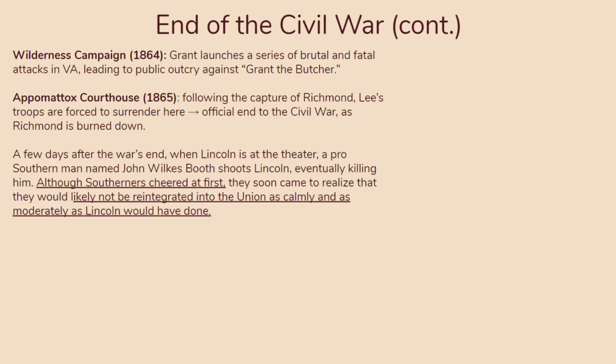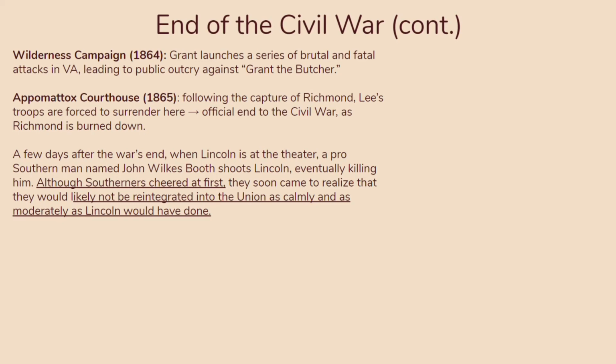And unfortunately, a few days after the war has ended, when Lincoln is at a theater, a pro-Southern man named John Wilkes Booth shoots Lincoln and eventually kills him. Although Southerners cheered at first because their pro-Northern president was gone, they soon came to realize that they would not be reintegrated into the Union as calmly and as moderately as Lincoln would have done. Lincoln would probably have been somewhat forgiving. He would have been rather lenient and would have allowed for an easy reintegration of the South into the Union.